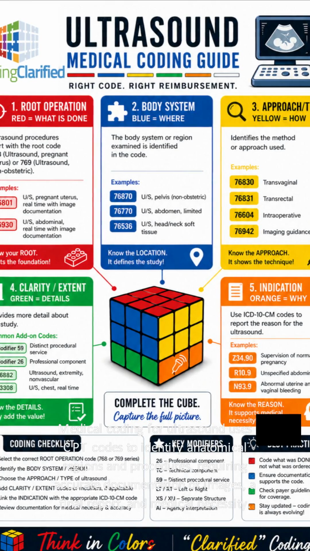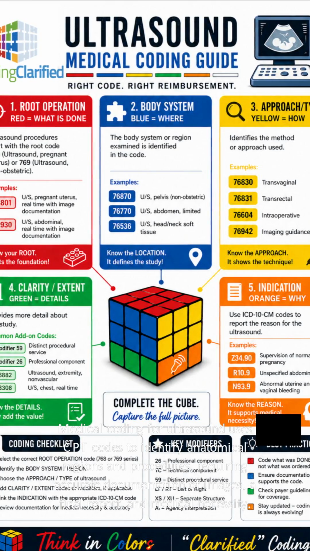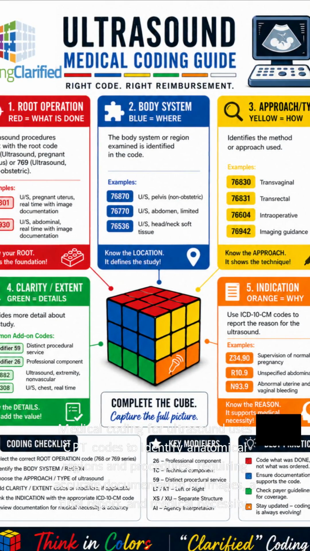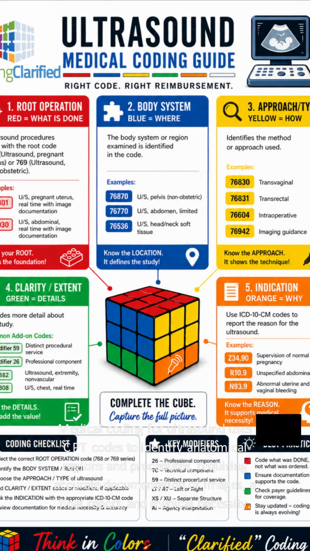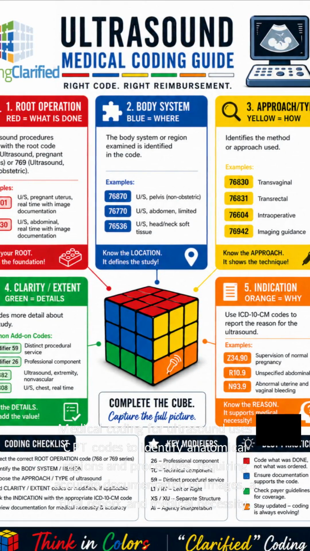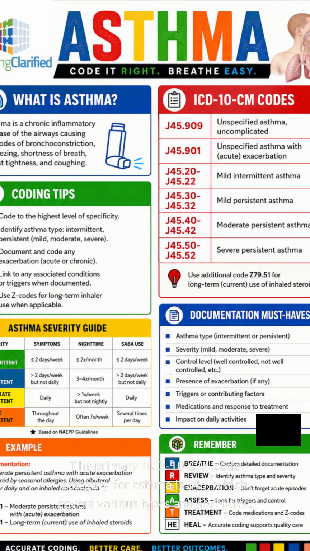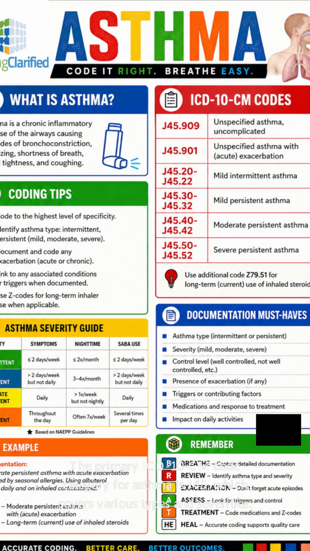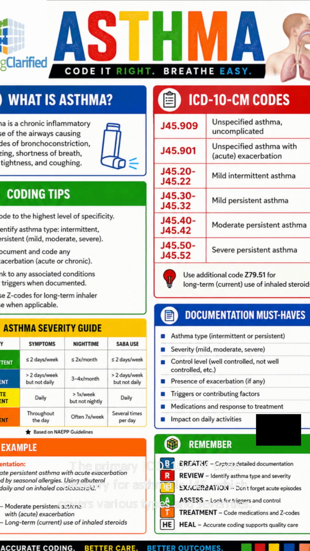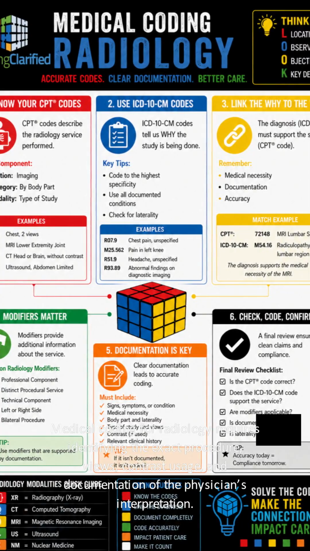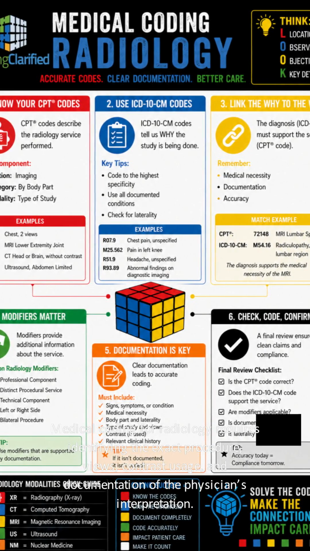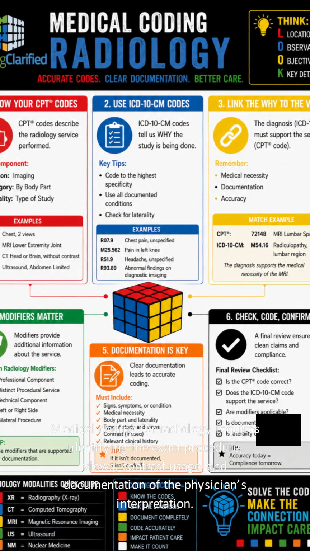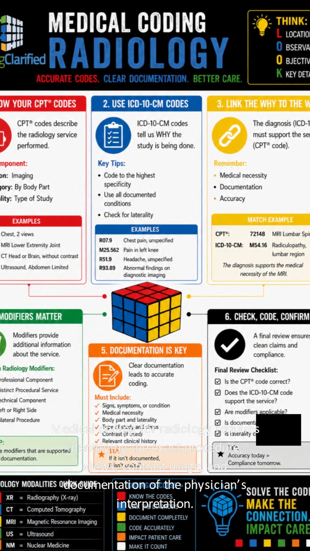Medical coding for ultrasound uses CPT codes to identify anatomical regions and procedures, requiring accurate documentation of images, a final report, and medical necessity. The primary ICD-10-CM code category for asthma is J45, which covers various types and severities. Medical coding for radiology requires identifying the exact procedure, views, contrast usage, and documentation of the physician's interpretation.